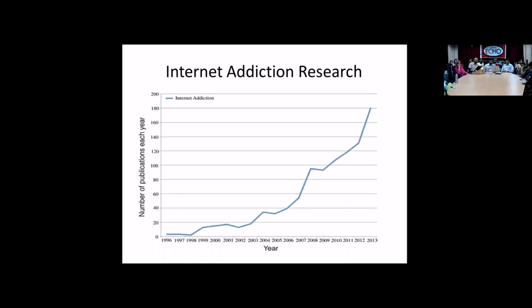This slide shows the number of publications each year on internet addiction starting from 1996. You can see there is an exponential increase, but still the number of journal articles is about 100 to 200 at the max, which is very, very little compared to any other topic of research currently. So internet addiction research is still in its infancy.